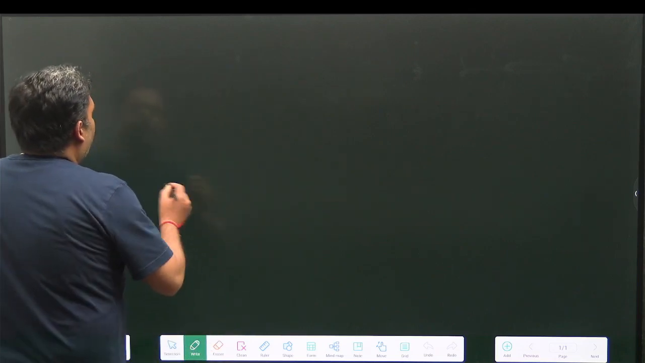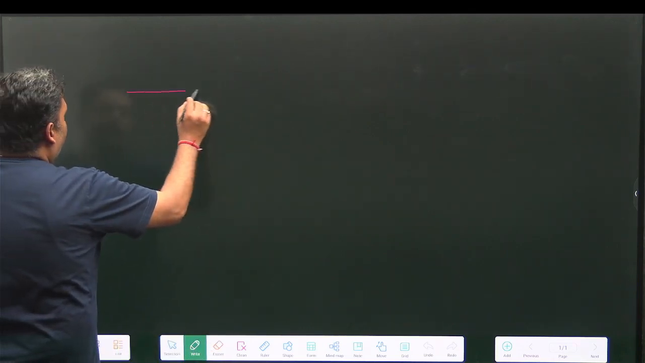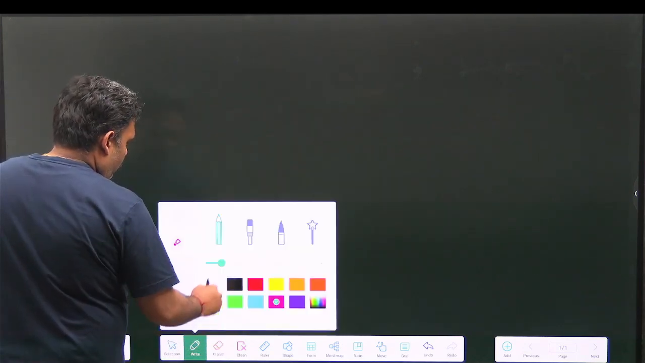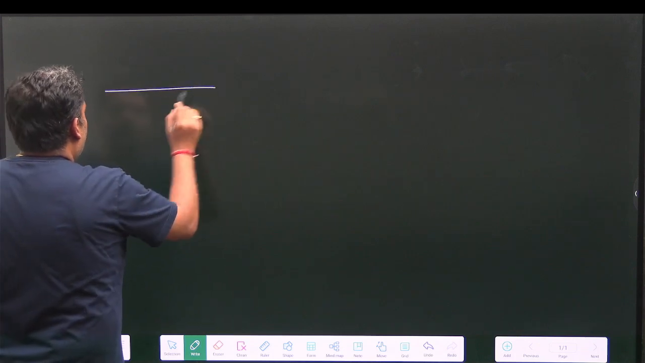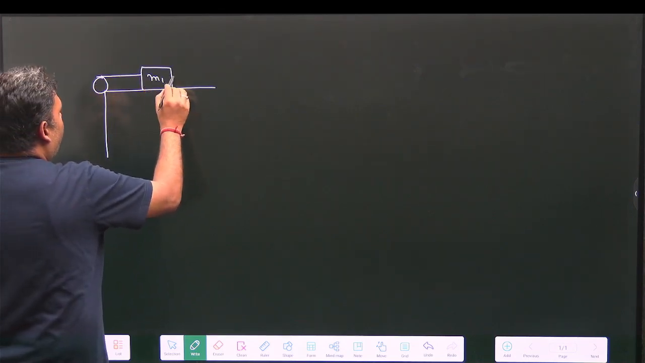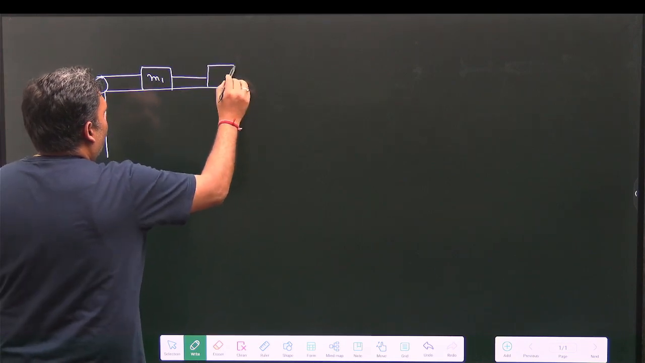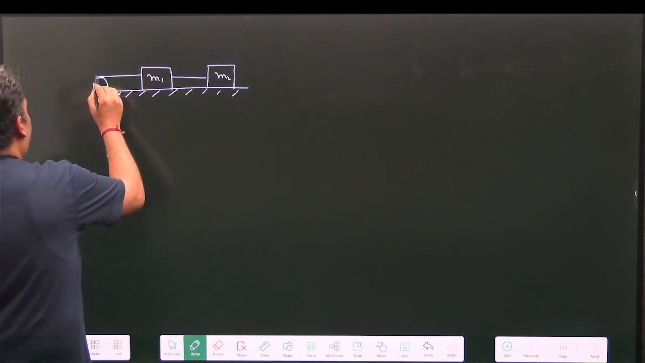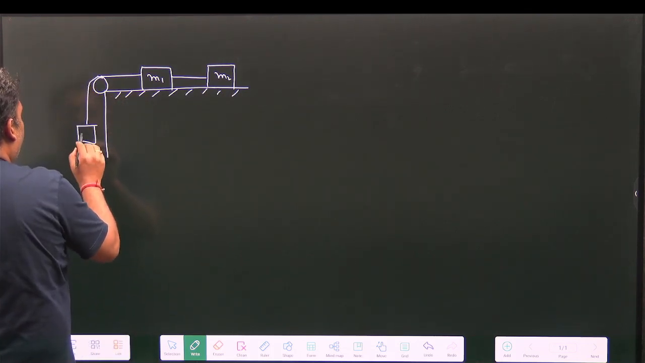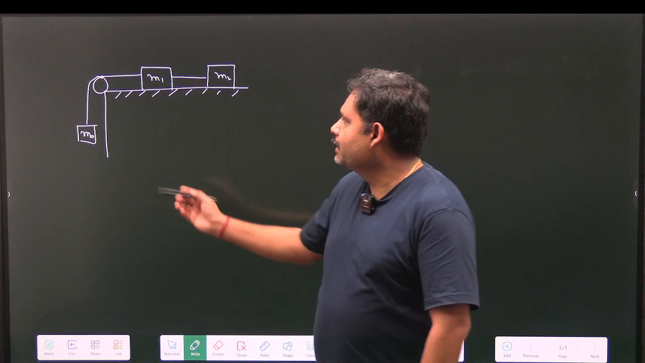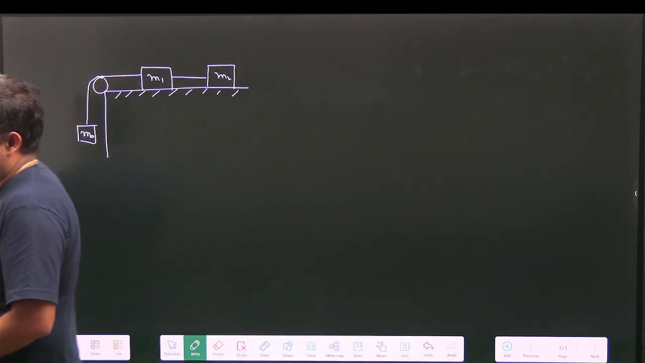So what is this particular arrangement? Let me draw this figure. So this is your horizontal surface. Here is a pulley and here is mass m1, and the mass m1 is attached to mass m2, and these have some friction, and one mass is going to hang, whose value is equal to m0. So first we have to calculate what will be the acceleration of m0. Let's try to go for this.